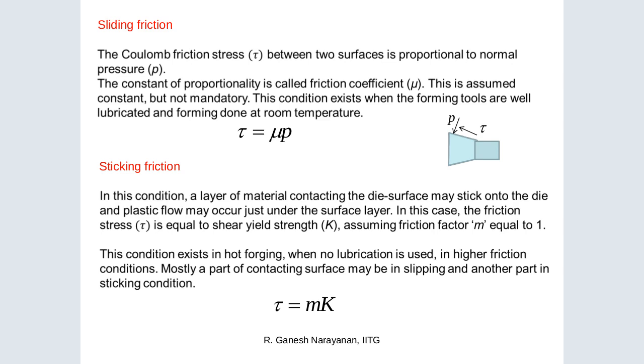Sliding friction. Sliding friction, what is this? It is a Coulomb friction stress, denoted as tau, between two surfaces that is proportional to the normal pressure. The constant of proportionality is called the friction coefficient, mu, and this is assumed constant, but not mandatory. The condition exists when the forming tools are well lubricated. And we also have sticking friction. These are constants that are used in the calculation.